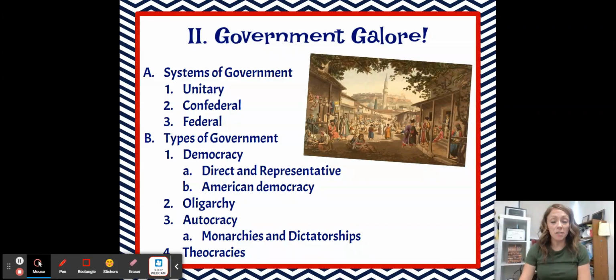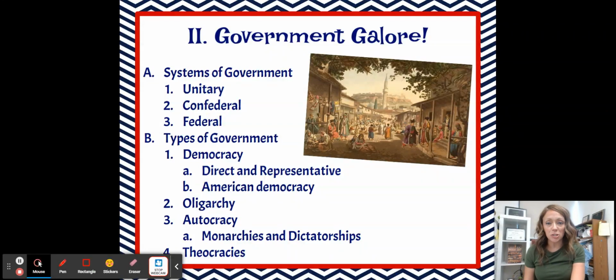We've got a democracy, and just in general, democracy is ruled by a large group of people, okay? We have a couple different types of democracy. We have direct democracy, in which every person votes on every issue. And then we have a representative democracy, in which people elect delegates or elect people in government to make decisions for them, okay?